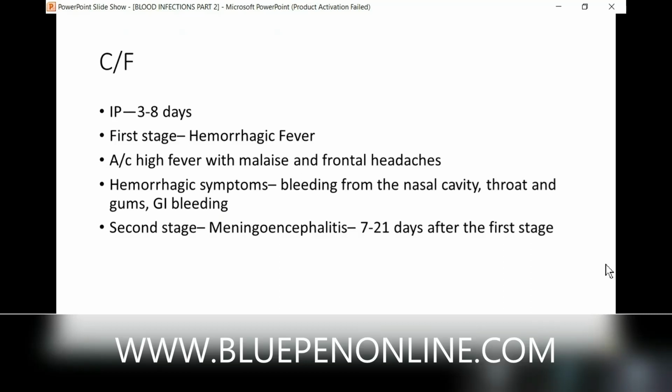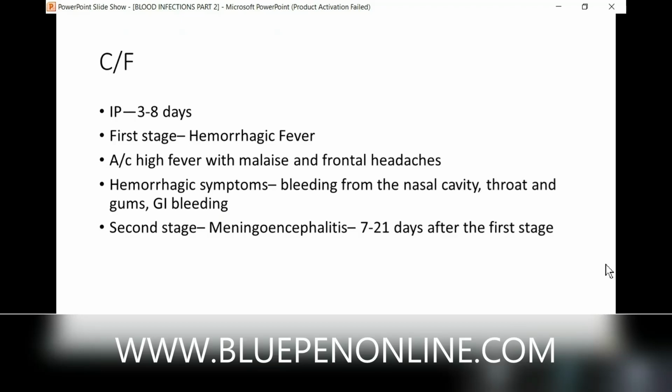The first stage is the hemorrhagic fever stage. Acute high fever with malaise and frontal headache will be there. Hemorrhagic symptoms like bleeding from the nasal cavity, throat, and gums, and GI bleeding can be seen. So you may get confused and think it is dengue.